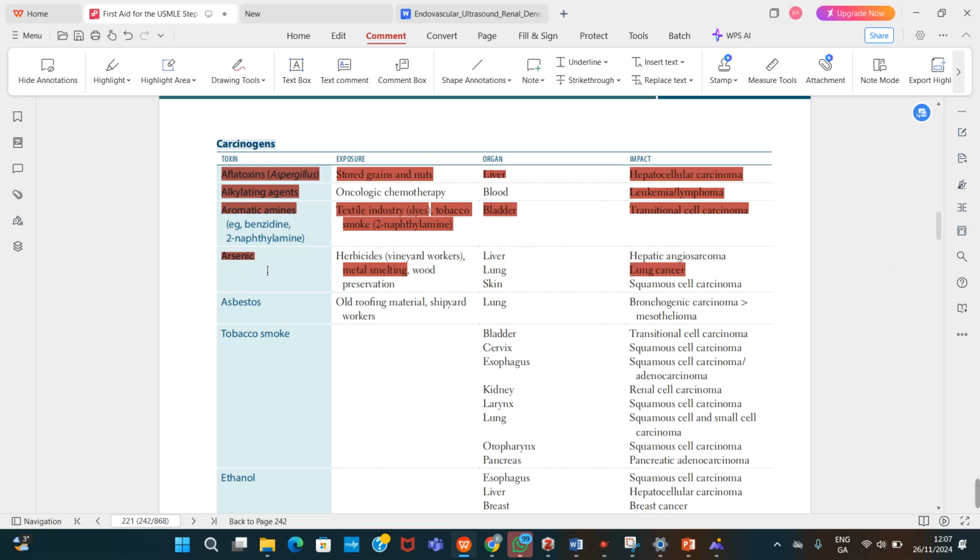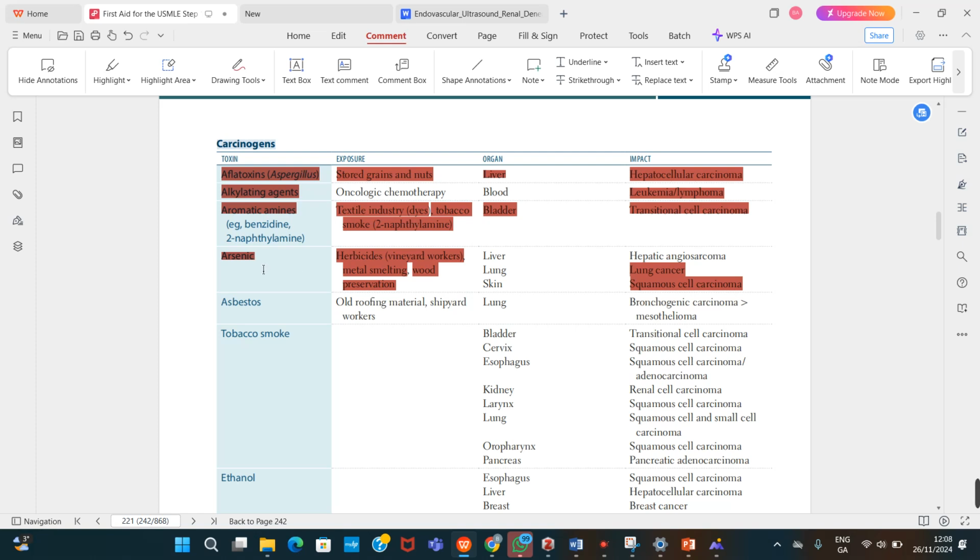Arsenic is a very heavy metal, so it can be present in wood to preserve it. So, wood preservation. And from there, it can come in contact with the skin, or it is a product of herbicides in people that work in the vineyard to grow their crops. It can get in contact with the skin, leading to squamous cell carcinoma of the skin.